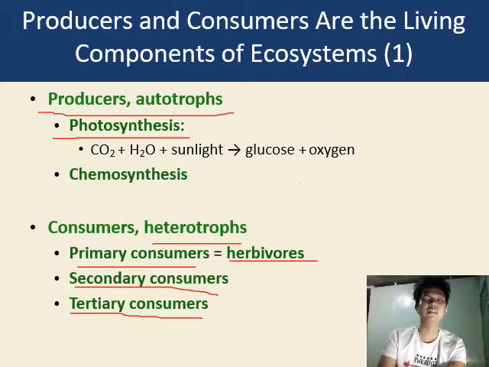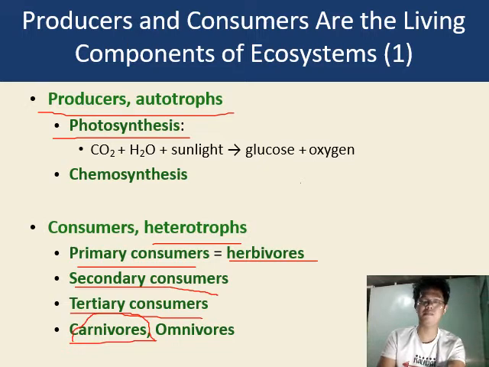Now, secondary and tertiary consumers are what we call carnivores. So they eat meat from other organisms. But another type of consumer is the omnivores. An omnivore can eat both meat and plants. An example of that are the humans. The humans, we are omnivores.